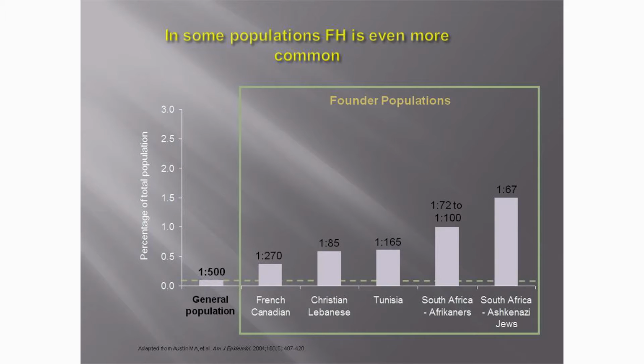This slide shows us that there are different populations called founder populations that have a very high incidence of the disorder. Founder populations, such as South African Ashkenazi Jews, French Canadians, and Christian Lebanese, can have a frequency of the disorder as high as 1 in 67 people. So that 1 in 500 can be a little misleading. If you happen to have a number of patients from these backgrounds in your practice, you should pay very special attention to them, because they may in fact have the disorder.